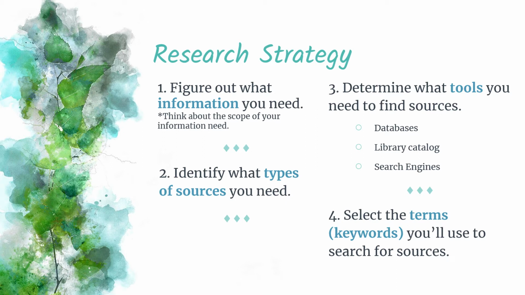In the second step, we identify what types of sources are needed. In the third, we determine what tools you need to find your sources. So this could be databases, the library catalog, search engines. And then in our fourth step, we select the terms, which in the library we tend to refer to as your keywords, that you're going to use to find your sources.